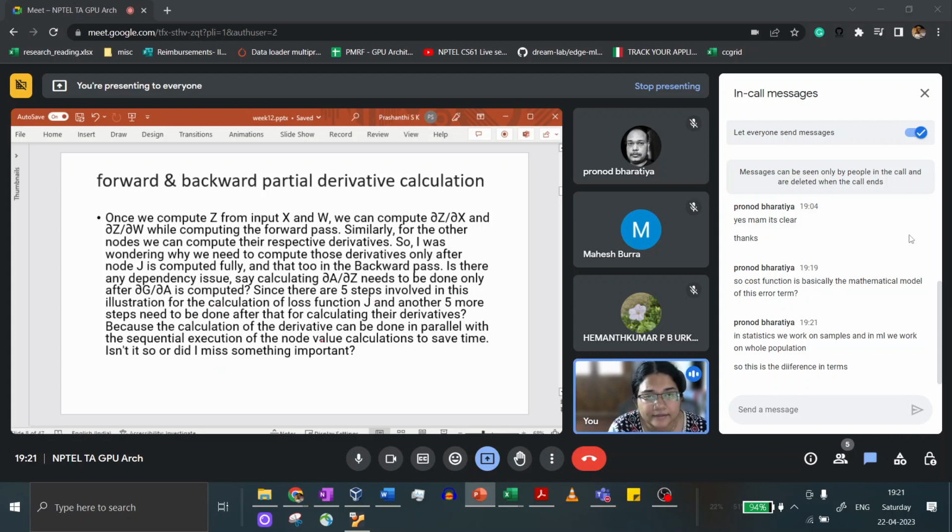Okay, so here's another long question. This is about the forward and the backward partial derivatives. Once we compute z from inputs x and w, we can compute ∂z/∂x and ∂z/∂w while computing the forward pass. Similarly, for other nodes, we can compute their respective derivatives. So I was wondering why we need to compute these only after the node j is computed fully.